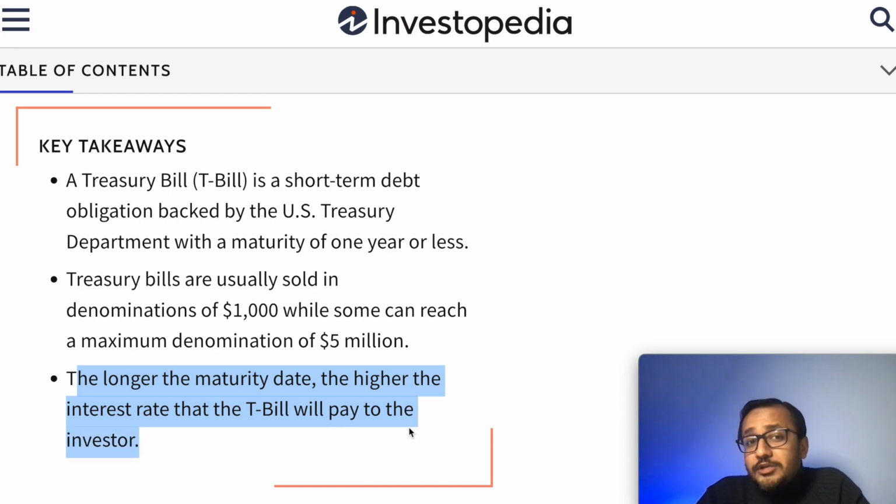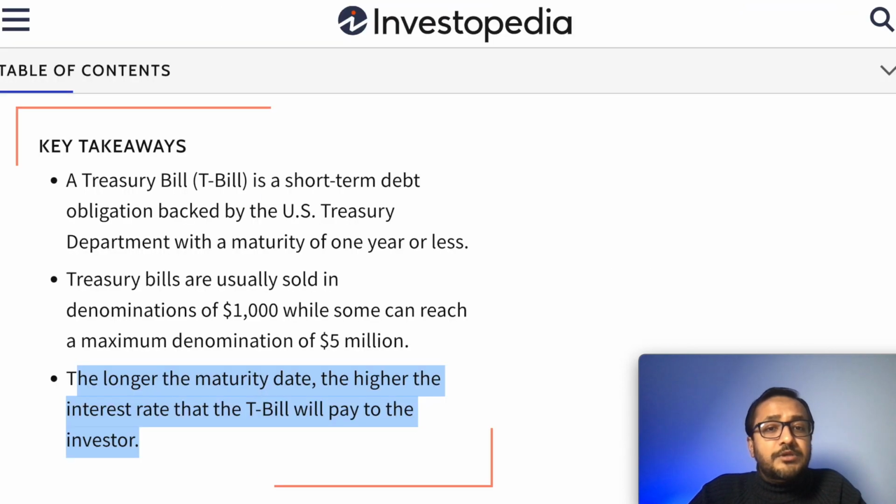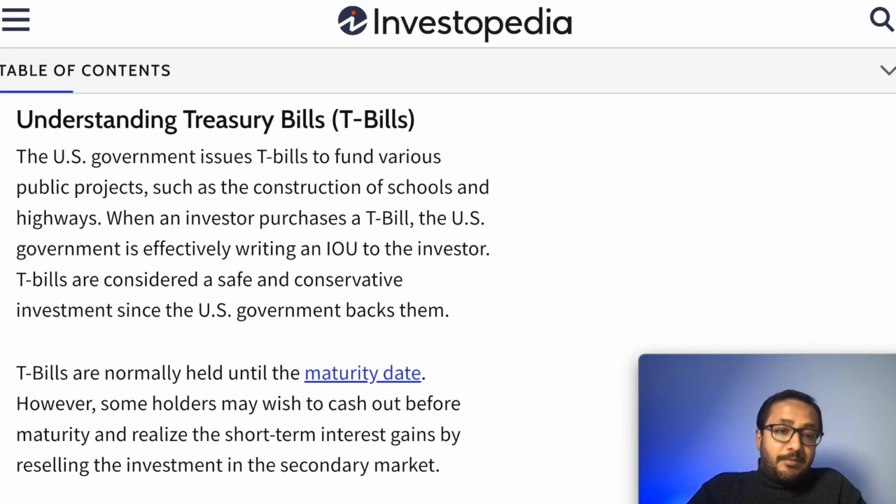We'll look into how you can buy a Treasury bill later in this video, and I'll share the current interest rates on the T-bill, and you will be surprised how much money you can make. Once again, you can use this CD calculator and calculate how much money you can earn in interest based on the initial deposit and the time period that you're putting the money within the Treasury bill.